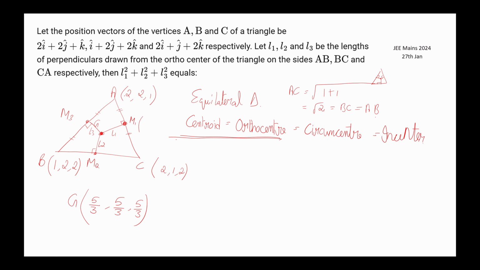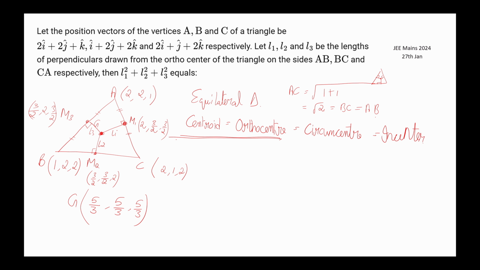So let us find out the midpoints first. So this midpoint would become 2 plus 2 by 2, which makes it 2 comma 3 by 2 comma 3 by 2. This point here, this would become 3 by 2 comma 3 by 2 comma 2, and this midpoint here, this would become 3 by 2 comma 2 comma 3 by 2. So we found out our midpoints as well. Now let us find out our distances.